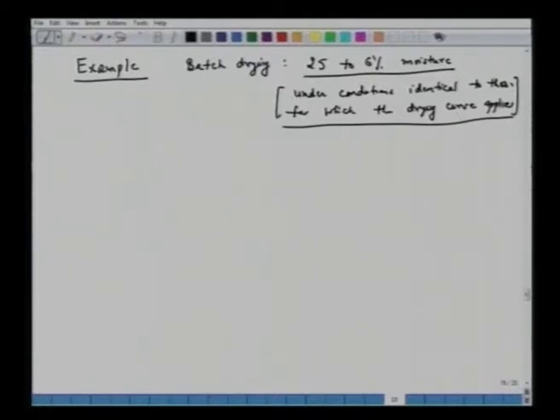Alright, so this is again very different to what we had under unit operations like adsorption. There the isotherm is fixed for the system, not for the operating conditions. Here the problem says that I have the solids, with a moisture content of 25%. I want to decrease from 25% to 6%. However, the conditions are the same under which I have a drying curve available. So this drying curve was generated a priori, before I want to design a real system, and we are hoping that this drying curve will represent the two conditions which are identical.